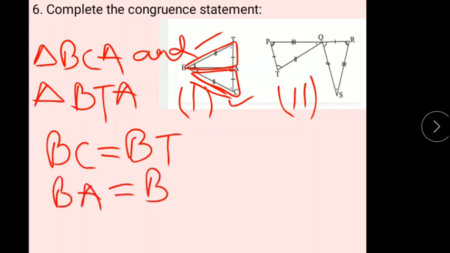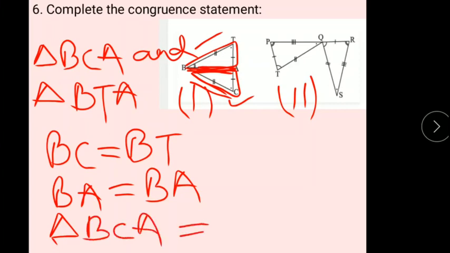Yes, BA is equal to BA. Why? Because in both the triangles, this part, that is BA, is common, right? So we can write that triangle BCA is congruent to triangle BTA.